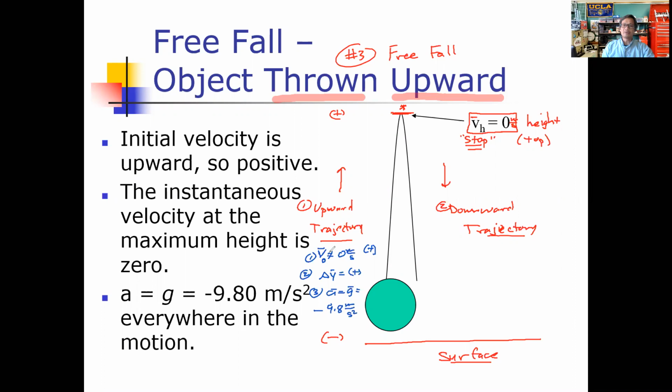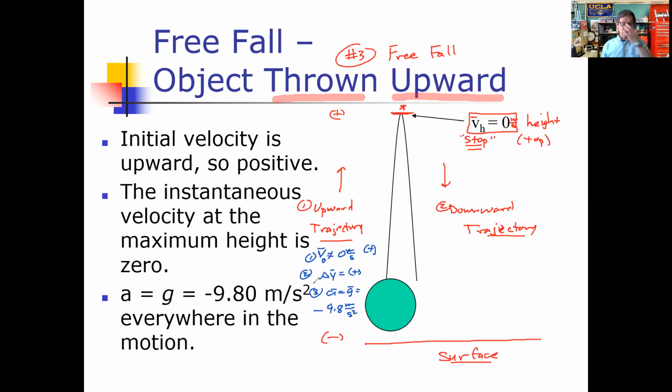So in the upward trajectory, the object has a positive velocity. Okay? It has a positive displacement, but its acceleration is negative. Does that make sense? Absolutely. Because understand this, folks, when you toss an object up, what does it do? It doesn't speed up, it slows down.